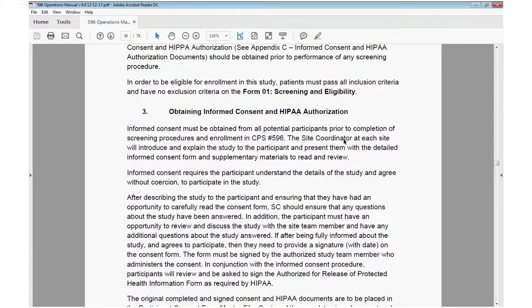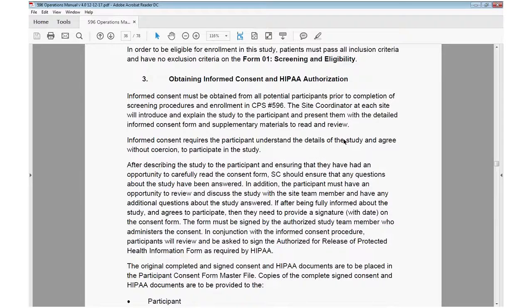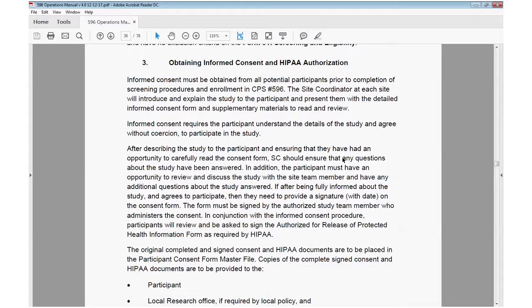Informed consent requires the participant to understand the details of the study and agree without coercion to participate in the study. After describing the study to the participant and ensuring that they have had an opportunity to carefully read the consent form, the site coordinator should ensure that any questions about the study have been answered. In addition, the participant must have an opportunity to review and discuss the study with the site team member and have any additional questions answered.